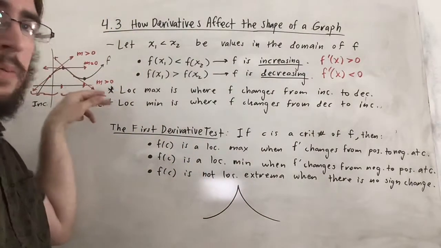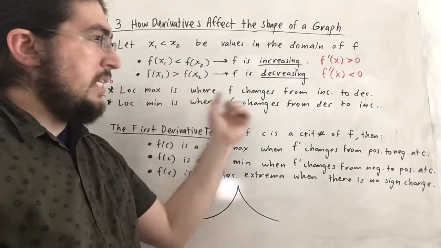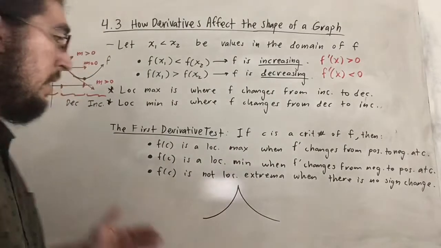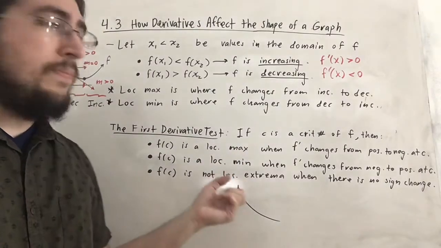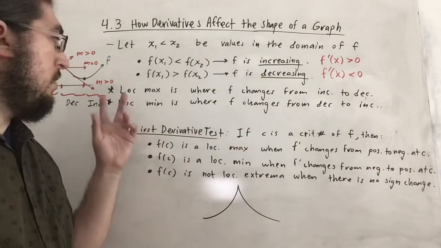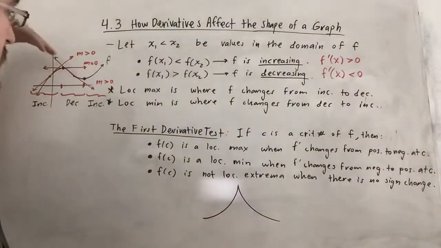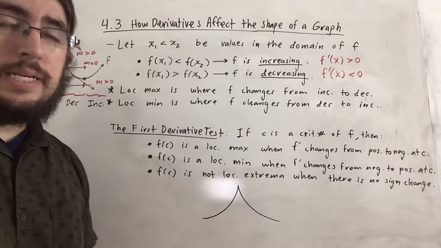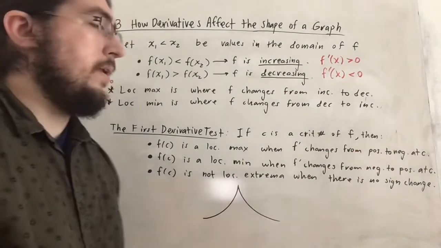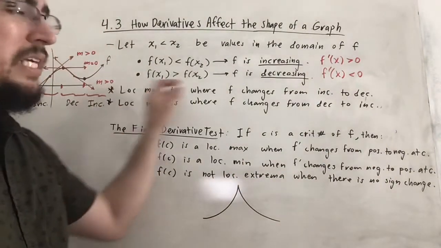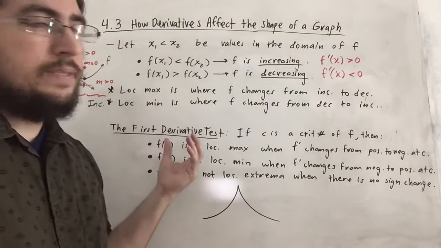Okay, now I have some important notes here. First, the local max is where the function changes from increasing to decreasing, which makes sense because, like I said, if it changes from increase to decrease, you pass the highest point. Similarly, the local minimum is where the function changes from decreasing to increasing, which also makes sense. Because again, if you change from going down to going back up, you've passed the lowest point. Good. And with these two ideas in mind comes what is known as the first derivative test.